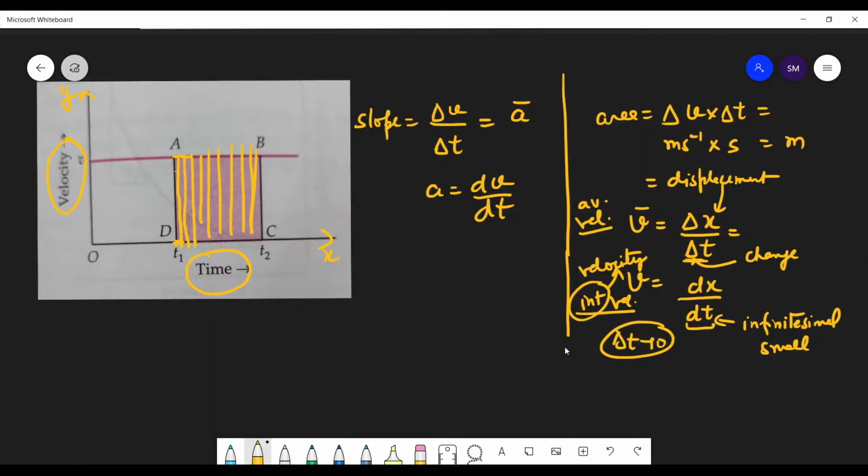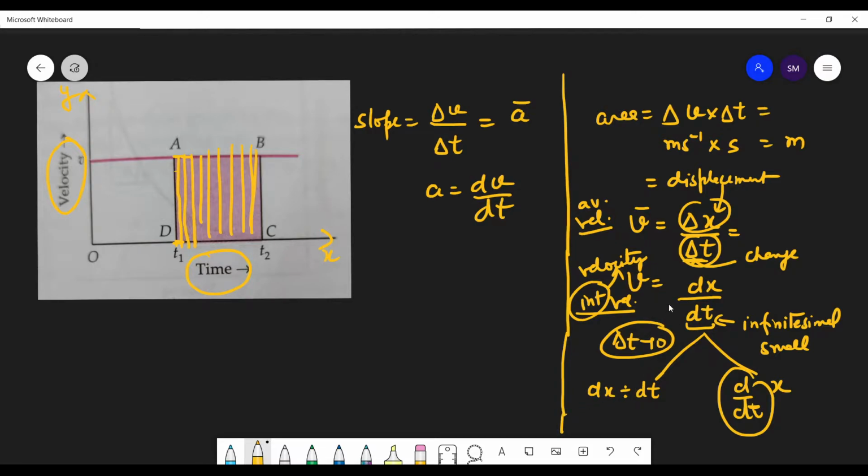Now, if you want to find dx, I told you yesterday also, I can take it in two ways. One is dx divided by dt, a very small change in position divided by a very small time. And the second way is you can take it as an operator, differentiating x with respect to t. If you take it this way, then this dt will go to this side and you will get v into dt is equal to dx.